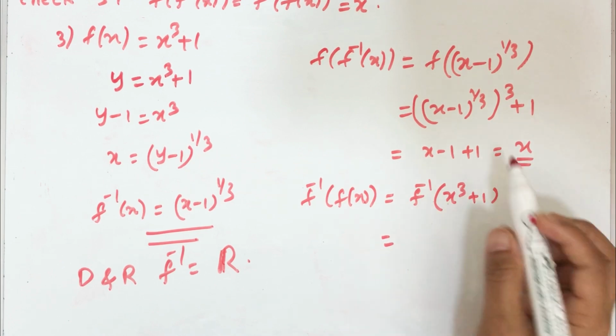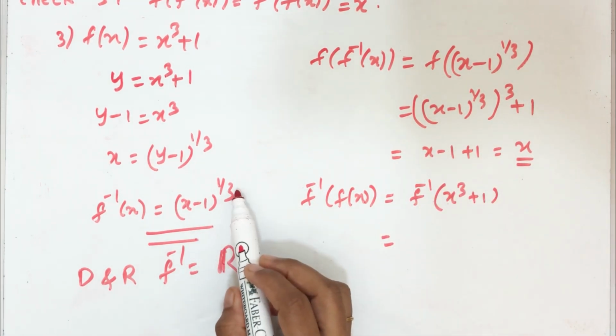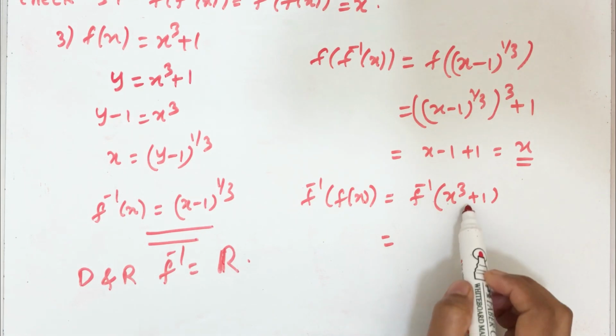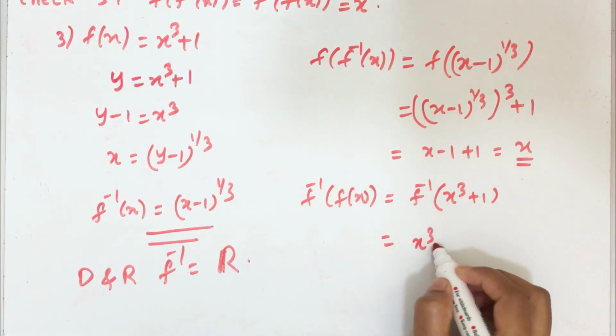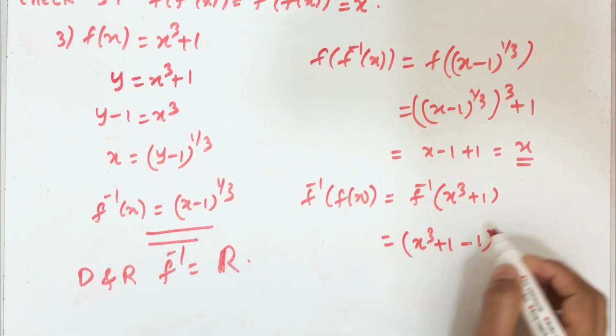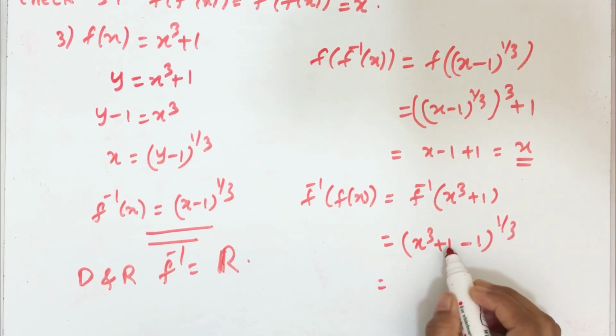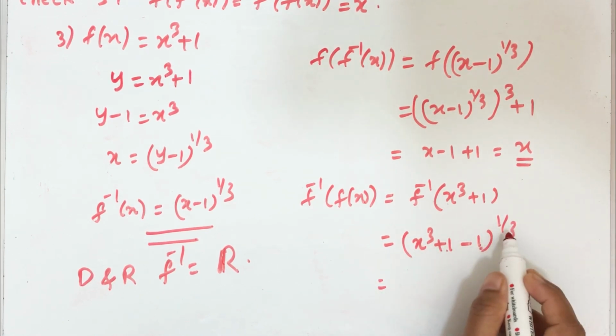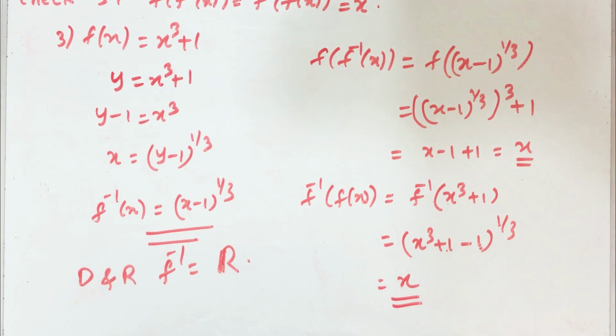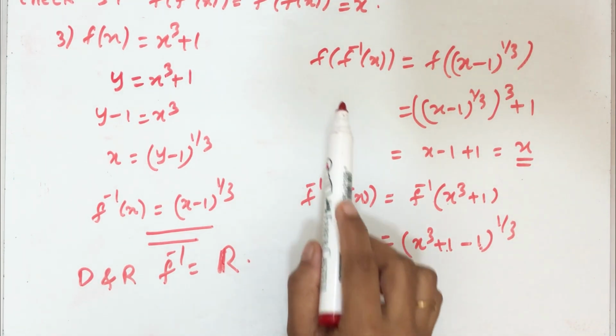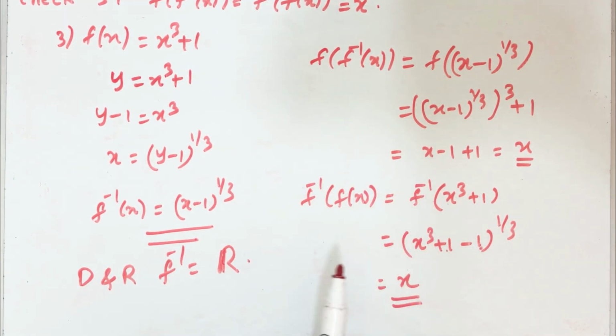f inverse of x is x minus 1 the whole raised to 1 by 3. Instead of x, x cube plus 1. So (x cube plus 1 minus 1) the whole raised to 1 by 3, which is equal to, 1 minus 1 is 0, x cube raised to 1 by 3, which is equal to x. So f composite f inverse and f inverse composite f is equal to the identity function.